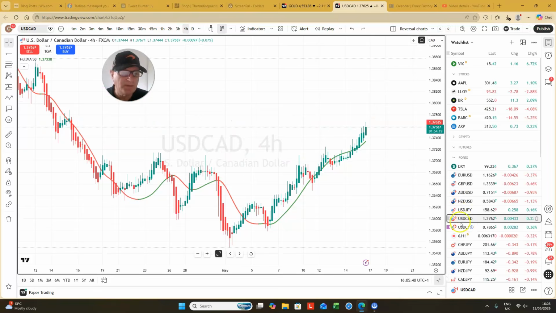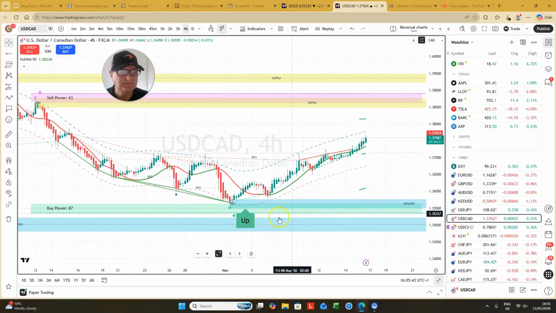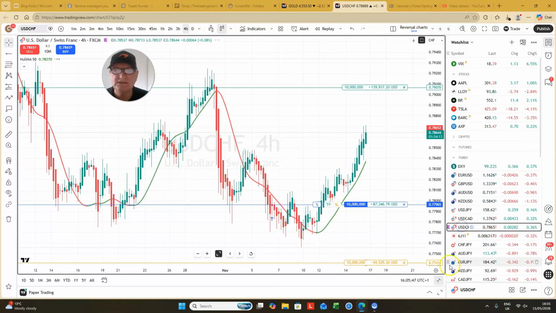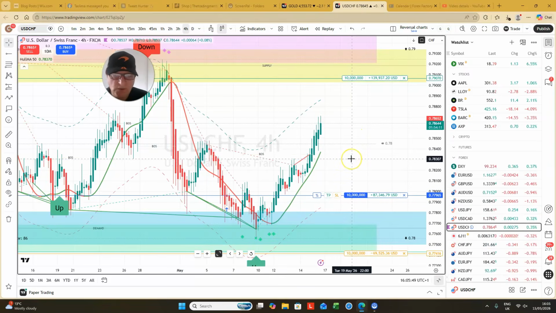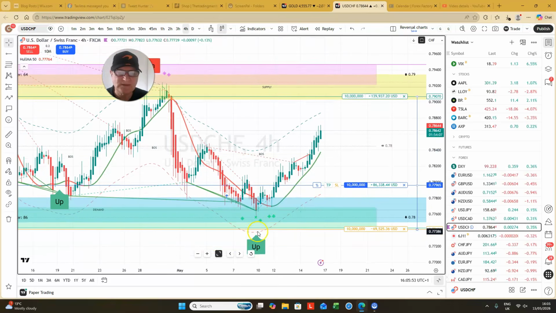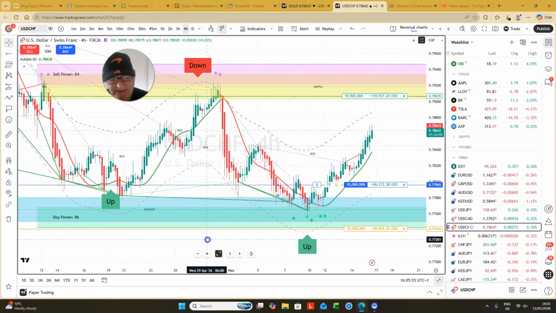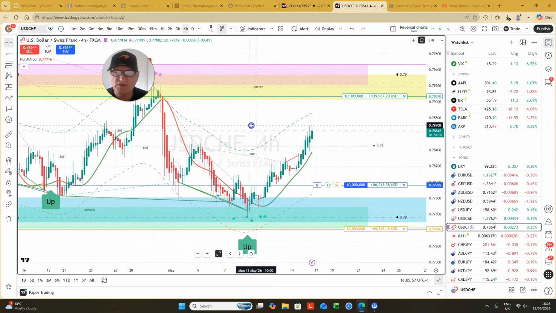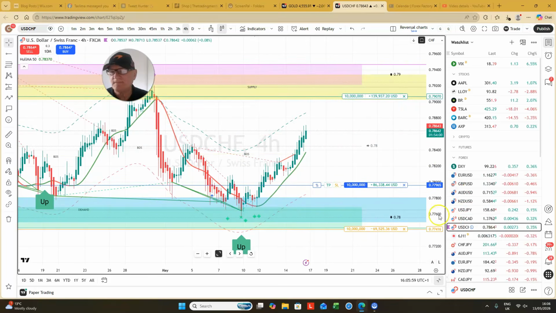US Canadian is going up, of course. Buy power of 87. So if you saw that, congratulations. US Swiss, of course, it's making a ton of money. And we have a beautiful buy signal here into demand plus 86, getting stronger and stronger. So we're going to go up to our target into next week, 79.07.